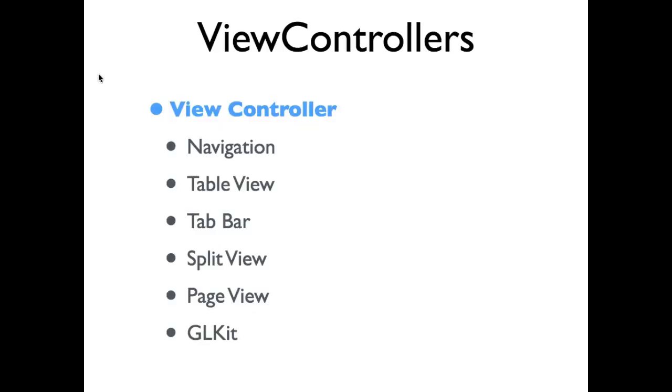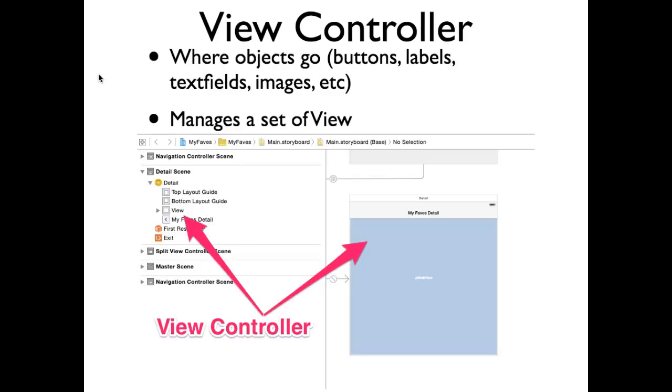So in a view controller, you've got the view controller itself, which is the root object of the page, the app page. And on a view controller, you can have a navigation, you can have a table view, a tab bar, a split view, a page view, and a GL kit would be like for gaming. So when you first create an app, like a single view app, which is the most popular, you'll see something like this when it starts up.